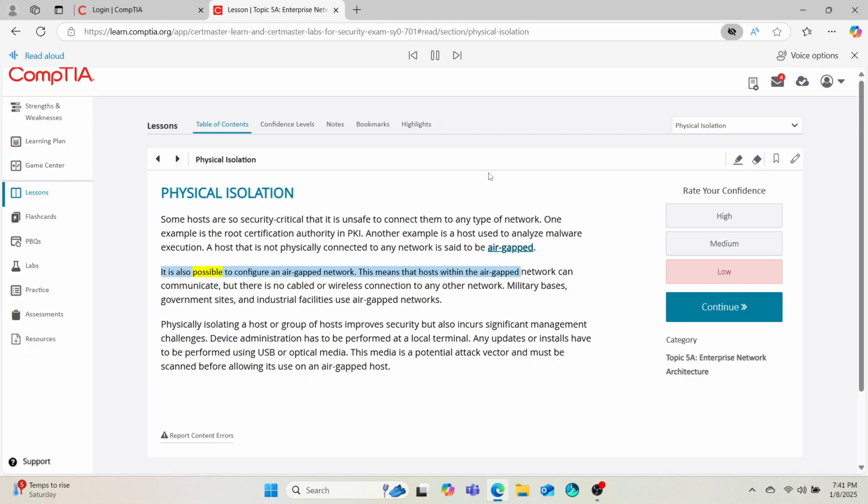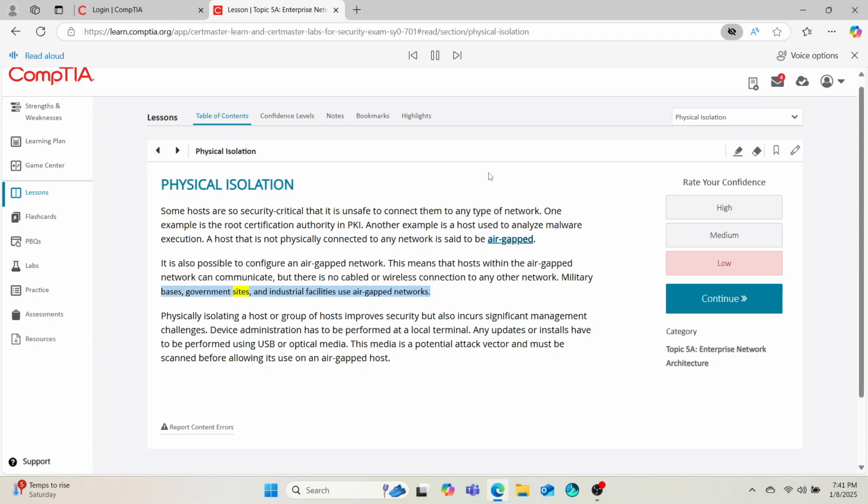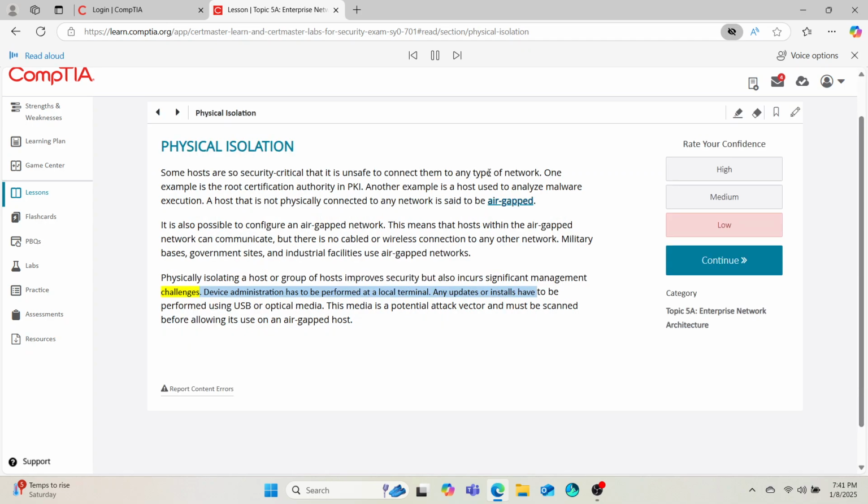It is also possible to configure an air-gapped network. This means that hosts within the air-gapped network can communicate, but there is no cabled or wireless connection to any other network. Military bases, government sites, and industrial facilities use air-gapped networks. Physically isolating a host or a group of hosts improves security, but also incurs significant management challenges.